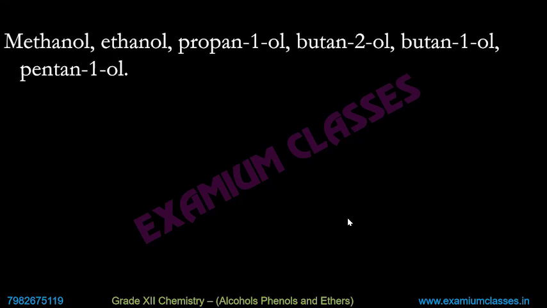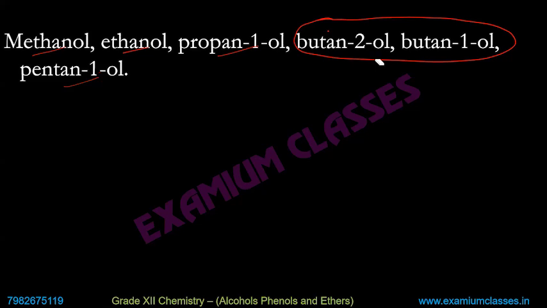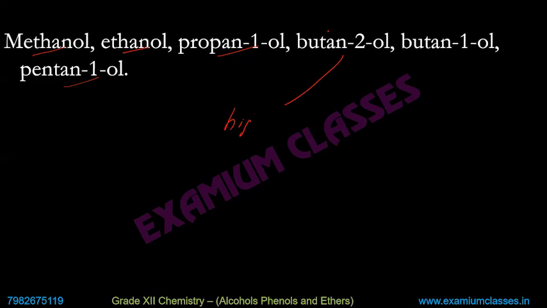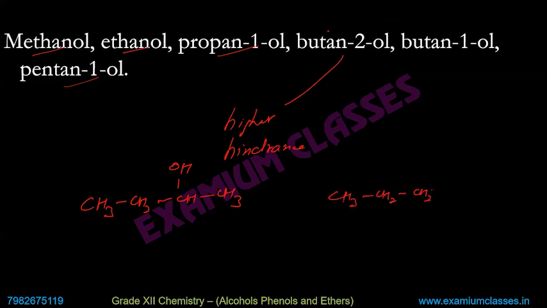Now see here. Why I say that this one, many students have written opposite. This one is correct. Methanol, ethanol, obviously, and propan-1-ol, butan-1-ol and pentan-1-ol also, because this is increasing molecular mass. So that's fine. Butan-2-ol will have higher hindrance because it will be CH3, CH2, CHOH, CH3, and butan-1-ol will be CH3, CH2, CH2, CH2, OH.